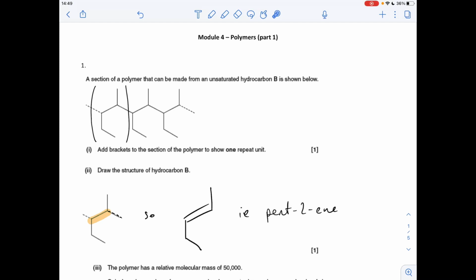Okay, so question 1, we've got to add brackets to the section of the polymer for one of the repeat units. Well, there's 3 repeat units shown here, so I've just gone around the first one. Draw the structure of hydrocarbon B. So this polymer is made from hydrocarbon B. All I've done is copied that repeat unit section out. See, there's the end bonds there, the dotted lines. So that part there is a double bond in the monomer. So all we do is put a double bond between those 2 carbons and we lose those dotted lines. So we get this structure here, and that's pent-2-ene.